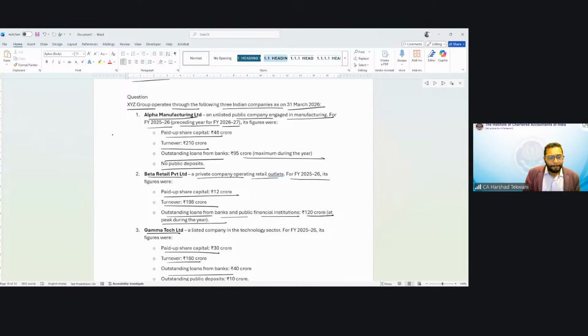Absolutely correct. So, when I talk about public unlisted, it has 4 conditions: paid up share capital, turnover, outstanding loans and deposits. Paid up share capital is 50 crores. Turnover is 200 crores. Loan is 100 crores at any point in time during the previous year. And deposit should be 25 crores, again at any point. So these two are at any point.